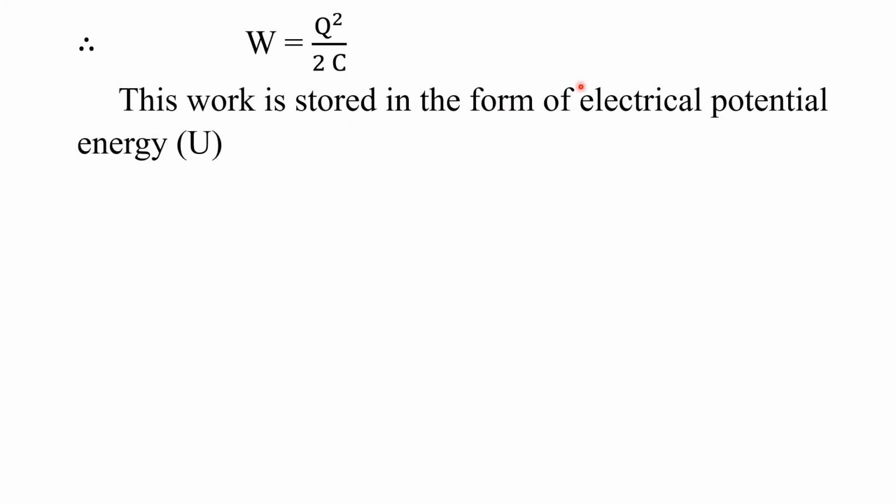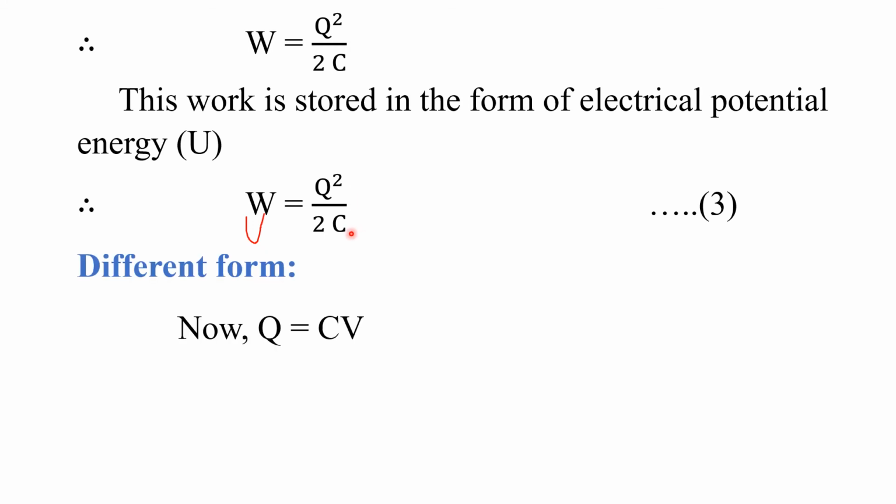This work is stored in the form of electrical potential energy U. Therefore, replacing W by U, U is equal to Q square upon 2C. This is one form.